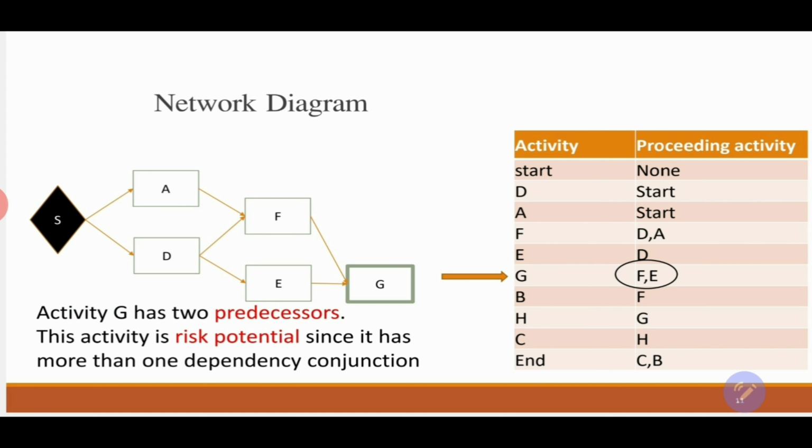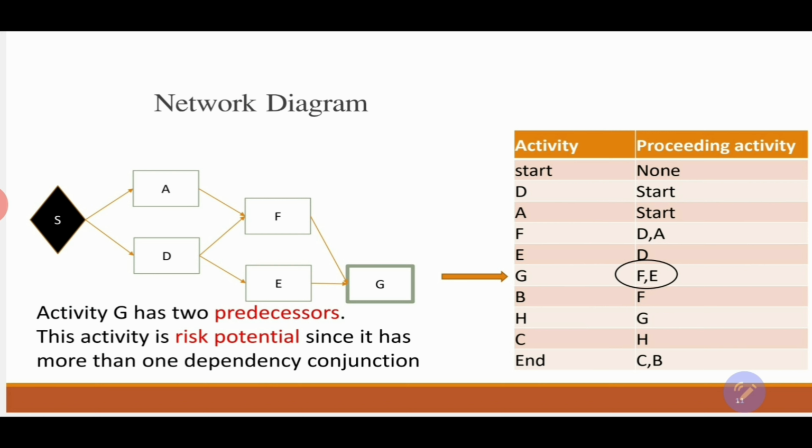So how will it be presented? It will be presented as a successor for the two predecessors, which are F and E. What does that mean? It means that activity G, again, will never start until activity F and E are completed.